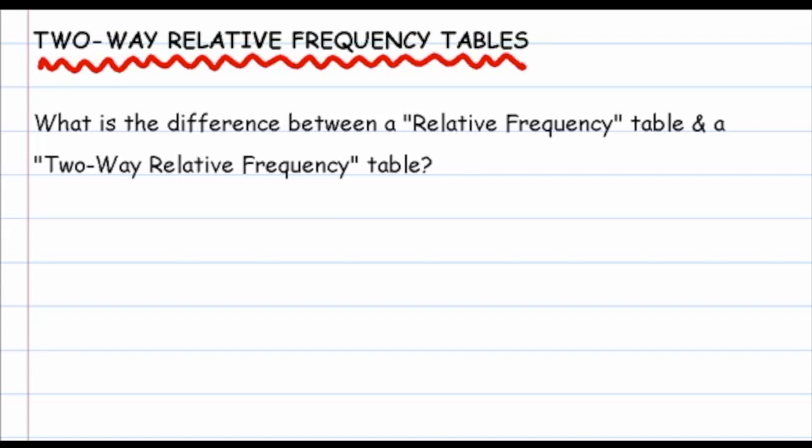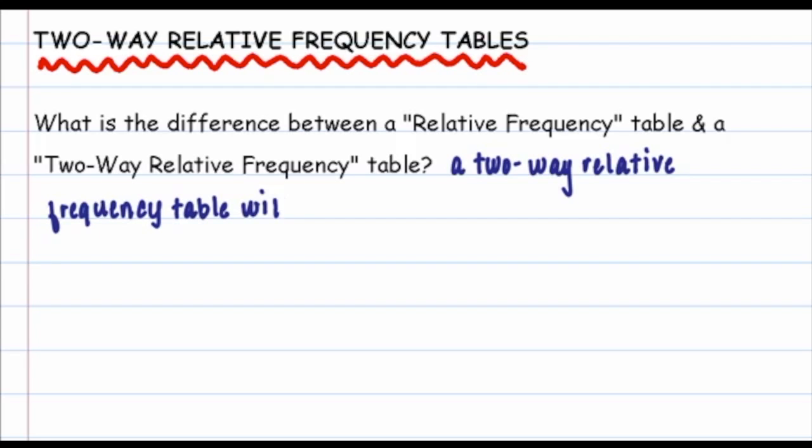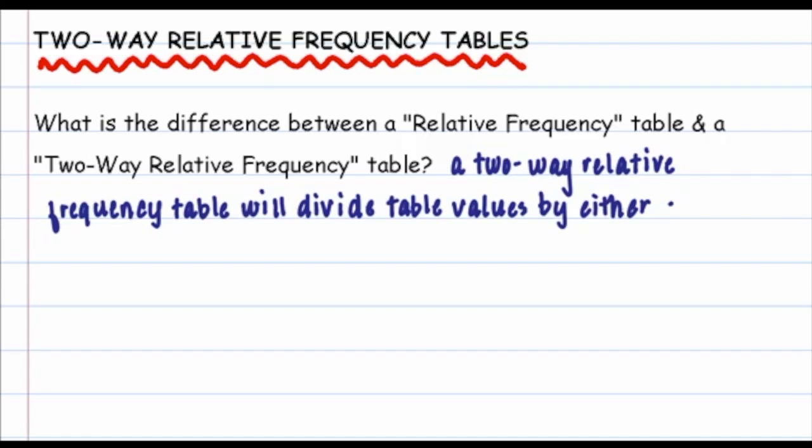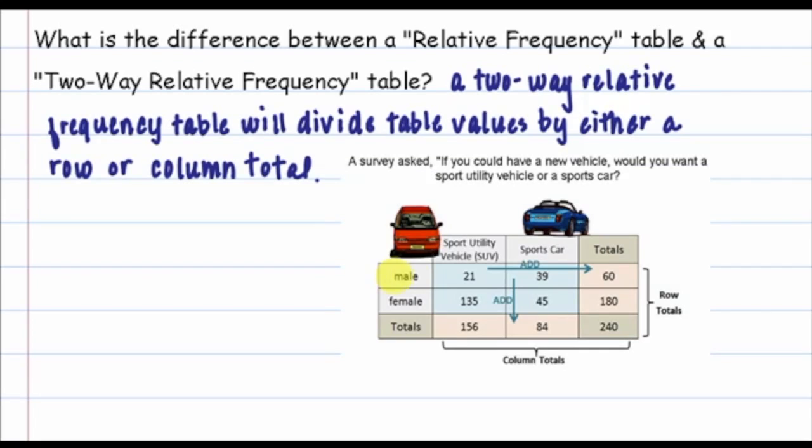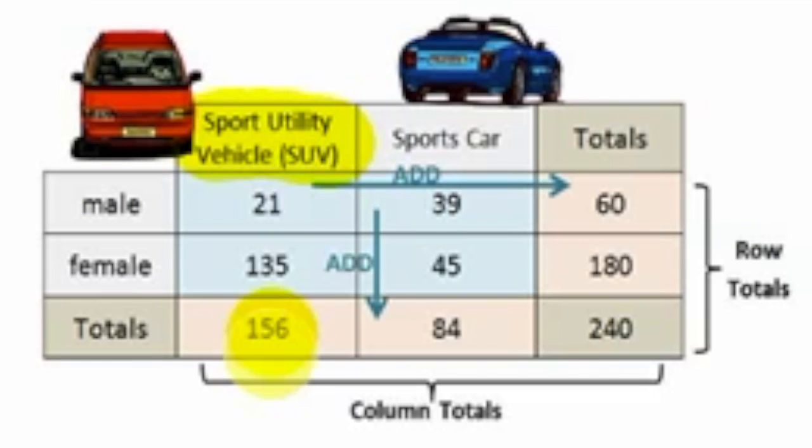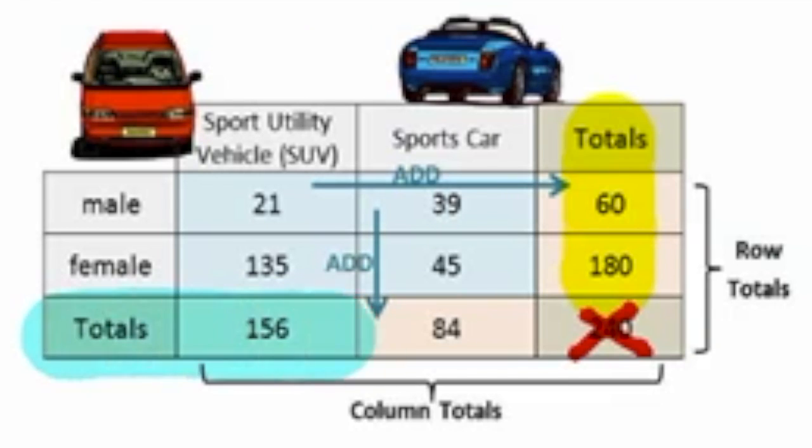The next thing I want to talk about is a two-way relative frequency table. So what's the difference between this and the relative frequency tables we just did? A two-way relative frequency table will divide table values by either a row or a column total, not the overall total. If we look at this example about utility vehicles and sports cars, you can see that I'm not even going to look at the overall total. I'm either going to look at the total of the rows or the total of the columns.